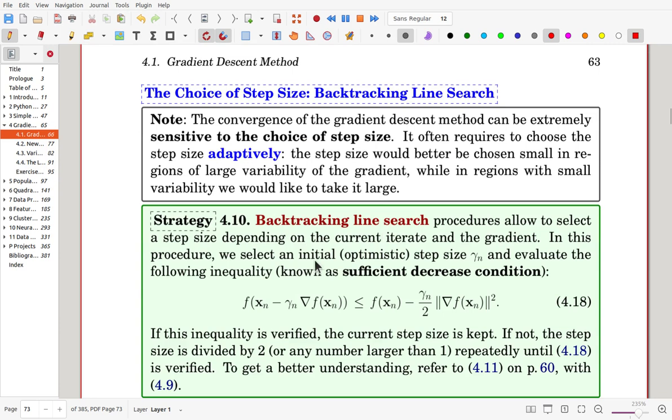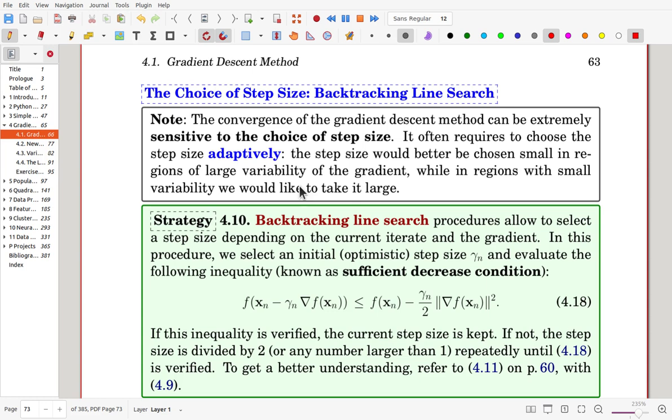So the main thing is the choice of step size. Here we'll consider a technique called backtracking line search. The convergence of the gradient descent method can be extremely sensitive to the choice of step size, so it often requires choosing the step size adaptively. That means that depending on the solution and the local shape of the function, we have to choose the step size larger or smaller.